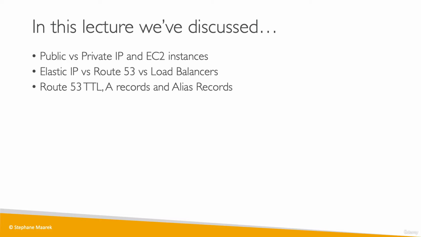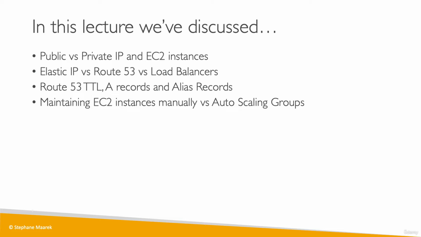We've also seen that because of the Route 53 TTL, we couldn't really use A records, so we had to use a load balancer and an alias record, and so we were able to see how Route 53 can fit in this whole picture. We've seen how to maintain EC2 instances manually, and then we said, well, it's too much maintenance, let's use an auto-scaling group. And you know what? It's actually going to provide us even better costing because it'll just scale on demand and we'll have the perfect amount of EC2 instances at any time.